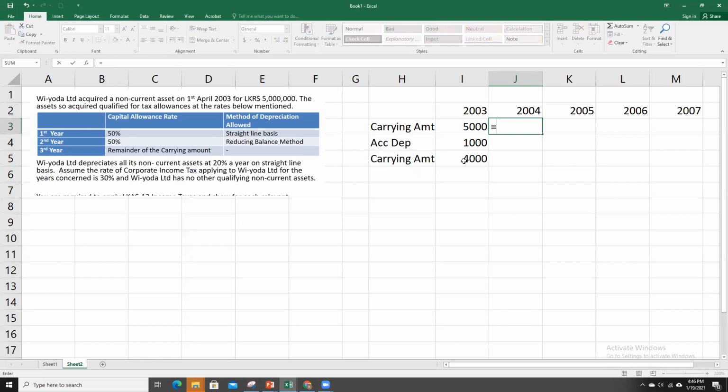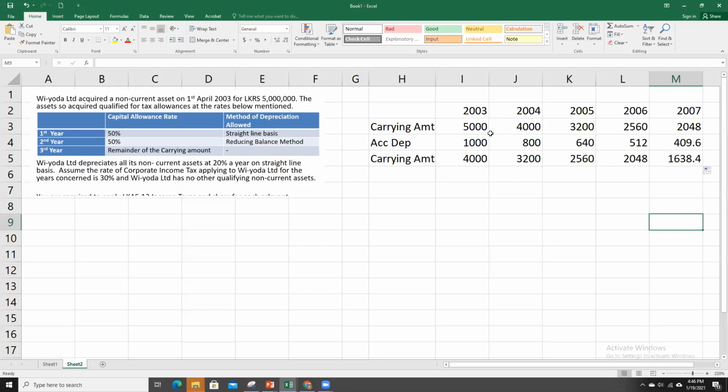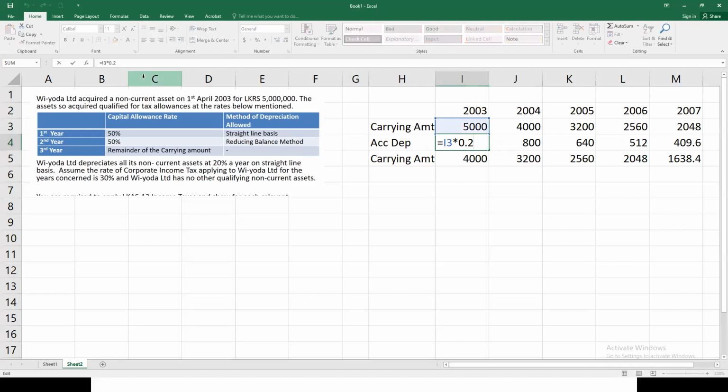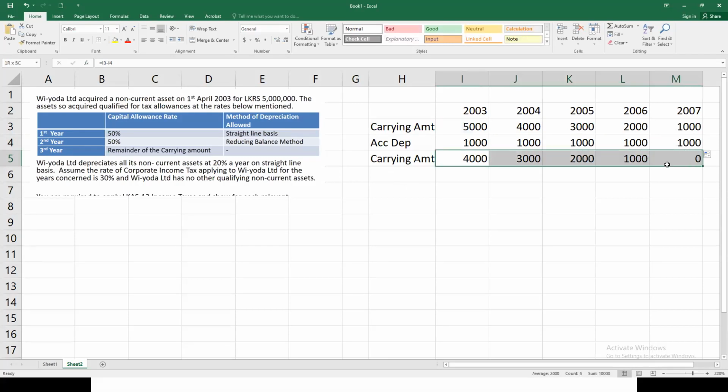And in 2004, this balance comes here, right? Then we track it. It is straight line basis, no? Straight line basis means we have to find depreciation on this value. Right, at the end of year 6, we will get a zero balance. So this is based on what? Accounting treatment.